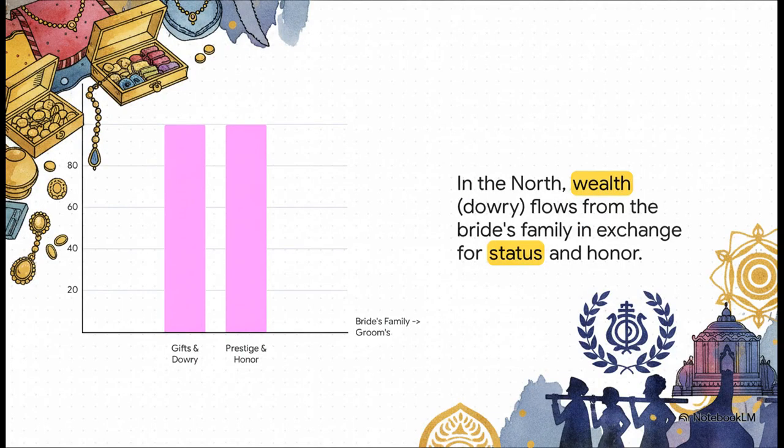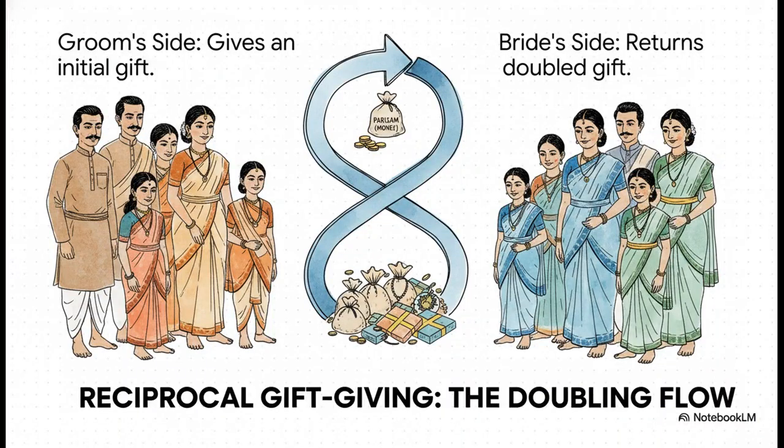And this chart shows you exactly how it works. Because of hypergamy, the flow of gifts and money is almost entirely one way. The bride's family gives a significant dowry and other gifts to the groom's higher status family. So what do they get back? It's not cash. It's the social currency of prestige and honor that comes from being allied with a more powerful family.